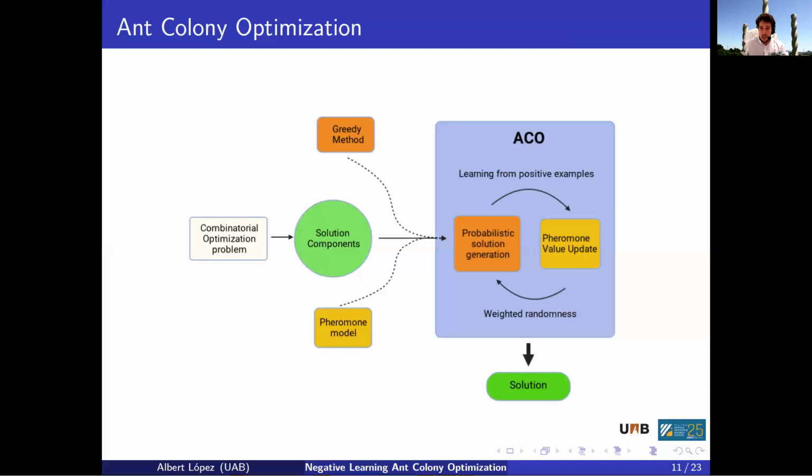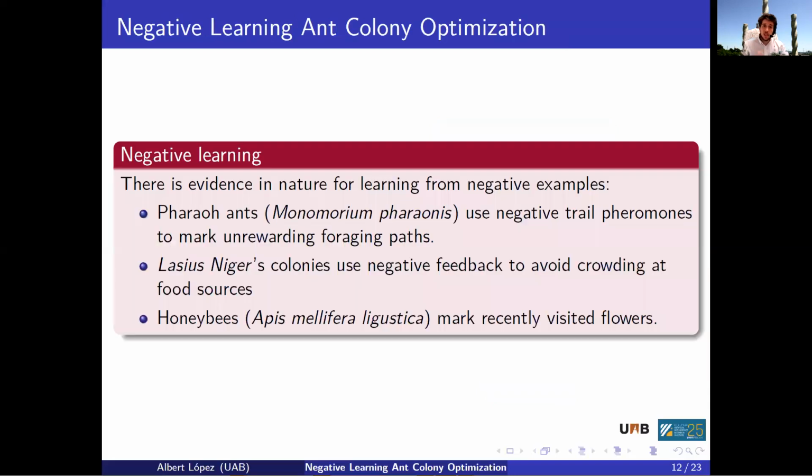And we will take a look at a close relative, which is the negative ant colony optimization. It's an extension of the previous one and takes its motivation from the behavior of different insects in nature, such as pharaoh ants, which forage for food in the same way the original ant colony optimization was considered, or Lasius niger colonies, which use this kind of negative feedback on food sources to avoid crowding and using them all, or honeybees, which mark recently visited flowers in order to avoid them. This way they can be more efficient at foraging food and pollen for their hives.